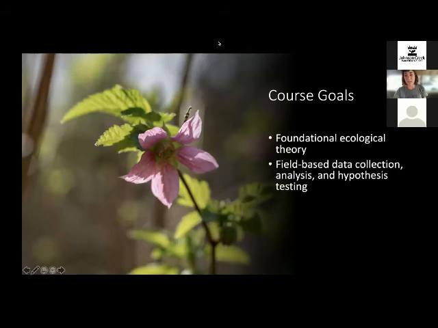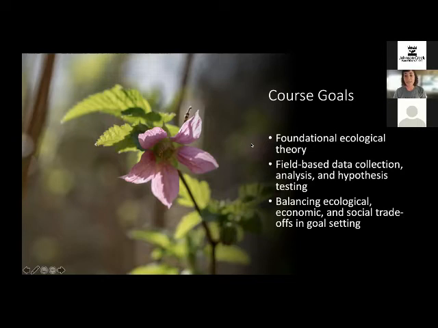But then, what I'm mostly going to focus on today is the field-based part of the course. So we have 2 sections of a 4-hour lab once a week in which we are doing field-based data collection, analysis, and hypothesis testing. And for a lot of our students, this is their first time being exposed to the whole process of coming up with ideas, finding out how they can address those restoration questions in a scientific way, collecting data and analyzing it.